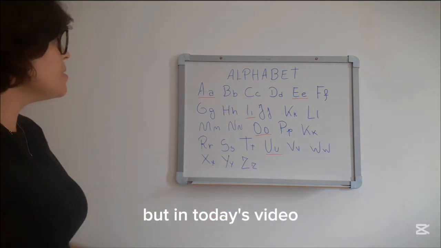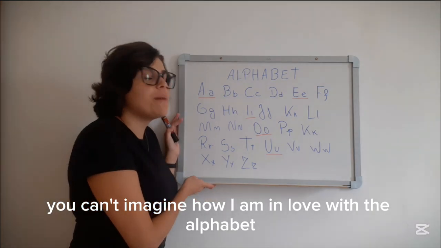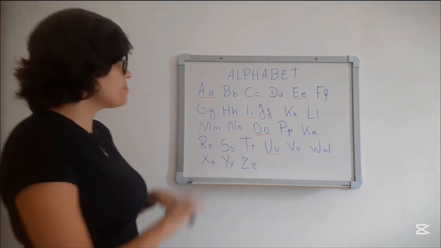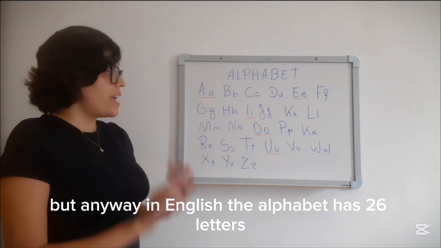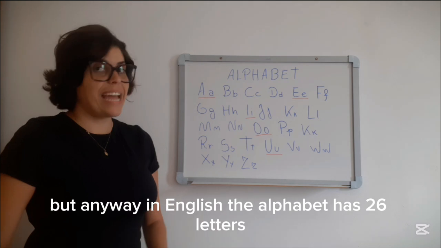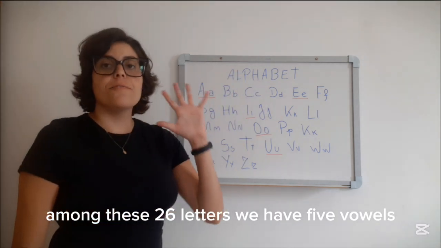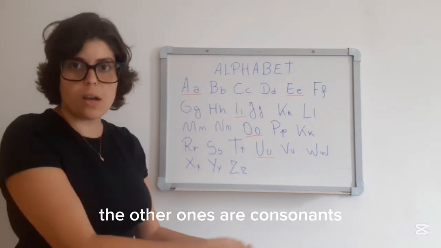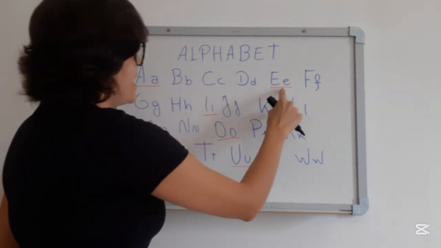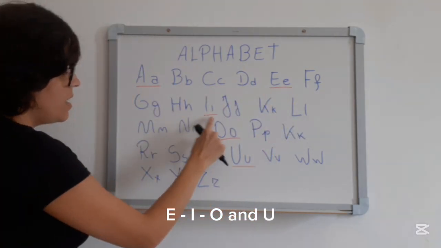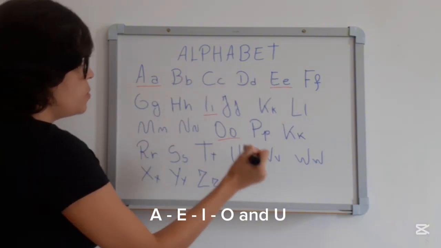But in today's video, we are going to talk about the alphabet. You can imagine how I am in love by the alphabet. But anyway, in English, the alphabet has 26 letters. Among these 26 letters, we have 5 vowels. The other ones are consonants. The vowels are A, E, I, O, and U.